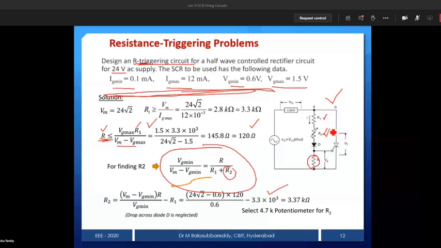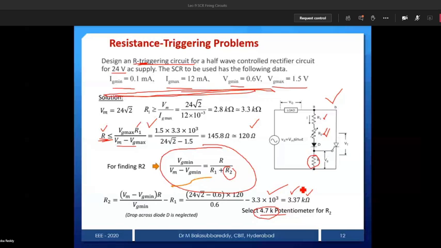So now you will get it as a 3.37 kilo ohm resistor, but only some standard ratings of resistors are available. Instead of using 3.3, we can use 4.7 kilo ohm because this is the available resistor. Exact 3.3 kilo ohm resistors are not available. So you can use the approximate value of 4.7 kilo ohm.